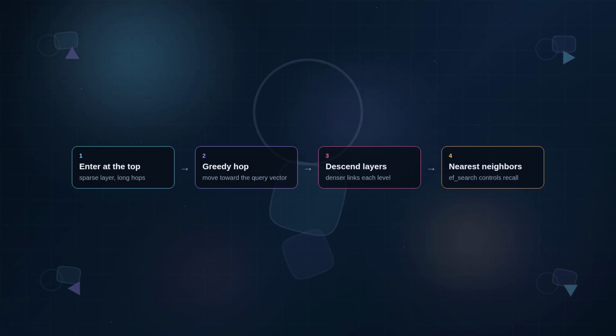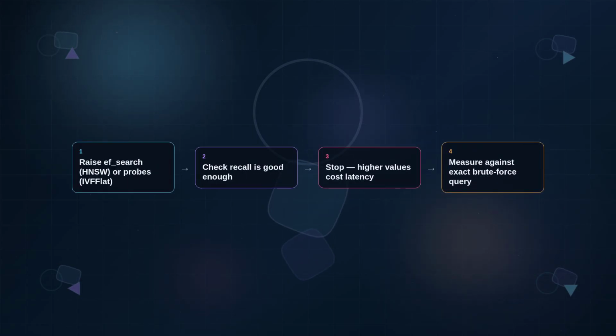HNSW has one quiet but important advantage over IVFFlat. It does not need to study your data before building because the graph is built incrementally as rows arrive. That means you can create the index on an empty table and insert afterward, which fits naturally into a normal application. Here is the good news about tuning.